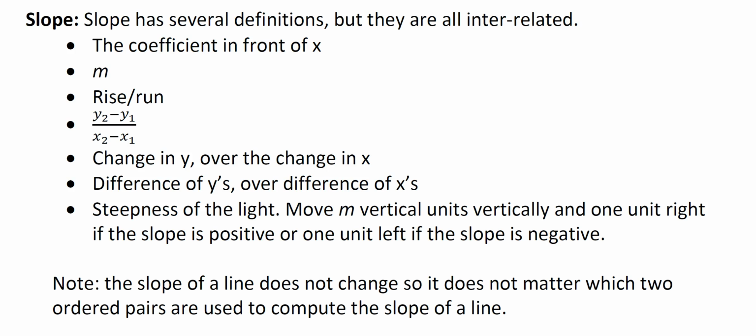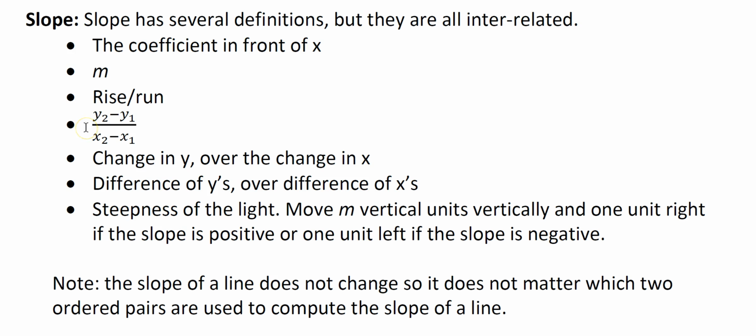The basics of slope. Slope has several definitions, but they are all interrelated. You know from prior work that the coefficient in front of x is known as the slope. It is notated with the letter m. Slope is also known as rise over run, how much on a graph you rise from one point and go over or run to another point.